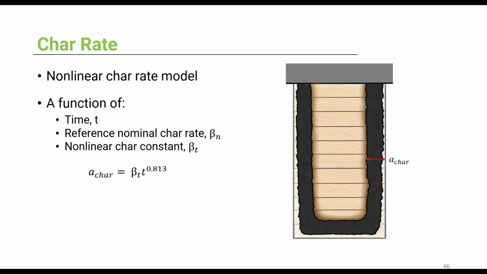The science behind the char layer is that it's actually a function of time. We mentioned before that it's nonlinear. So in the calculations of the char depth, we have to use the time, a reference nominal char rate, and a nonlinear char constant. The formula is right here, and you can see where the char layer is on a burnt wood. So for 1 hour of fire, the char depth is about 1.5 inches. And for 2 hours, it's more, it's 2.6 inches.